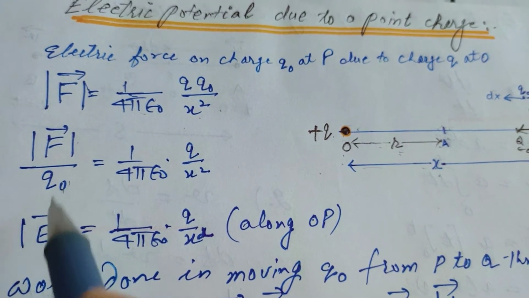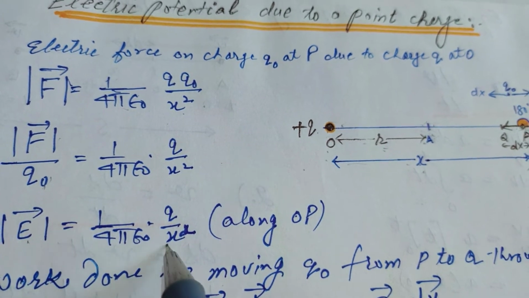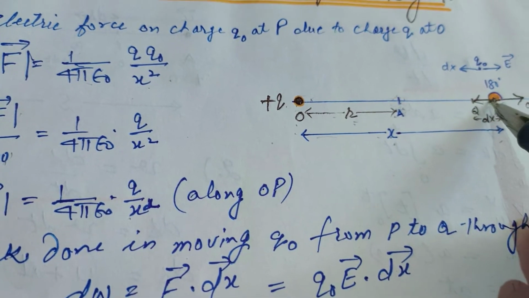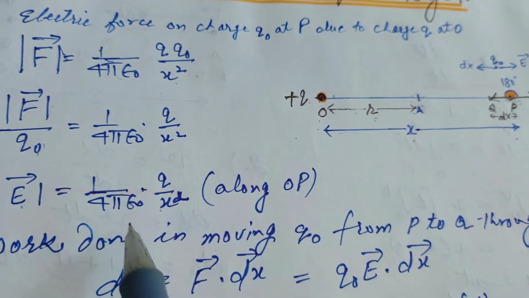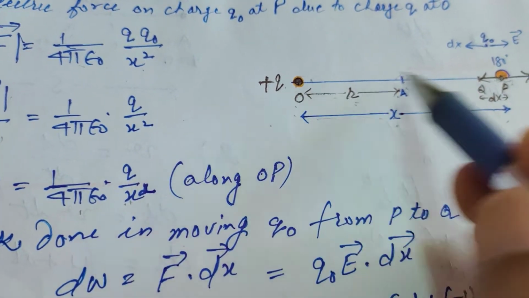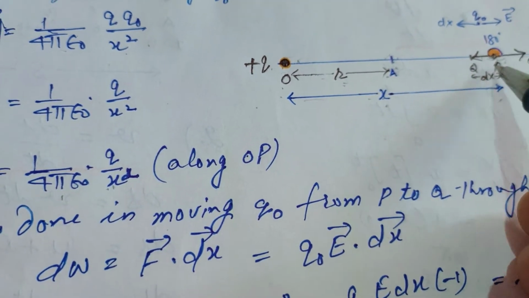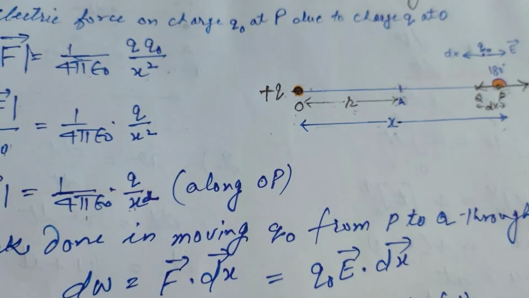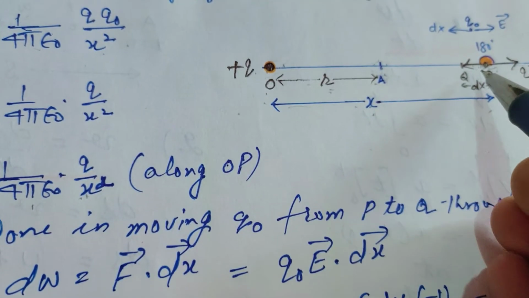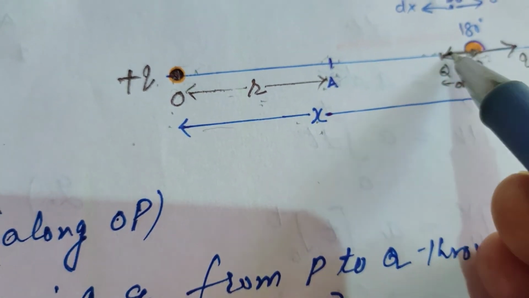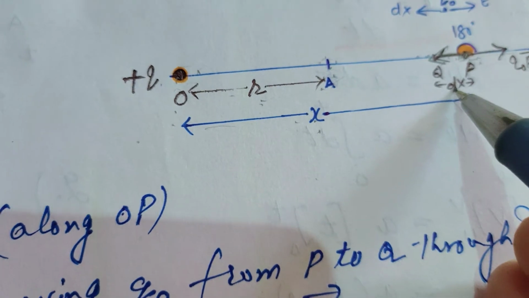Force per unit test charge is the electric field. So at point P, the electric field due to this charge is 1 by 4 pi epsilon naught q by x square. And what is the direction of this? Q repels q naught, so the direction will be along O to P. In this direction, electric field is there. Now let us suppose I have moved this q naught from P to Q. This is the displacement, and this small displacement is dx.